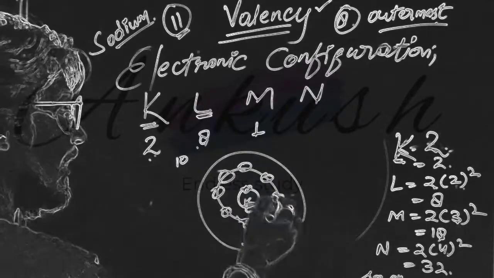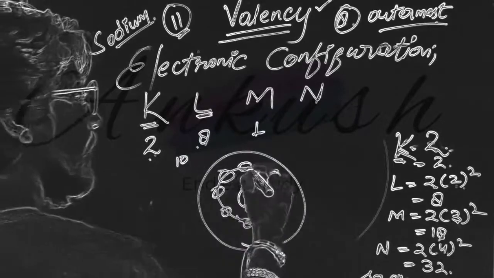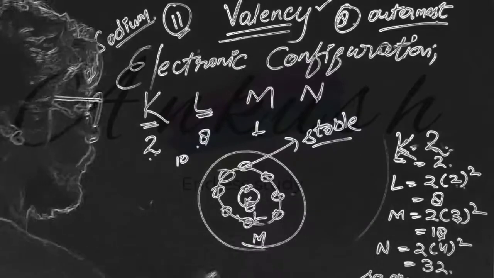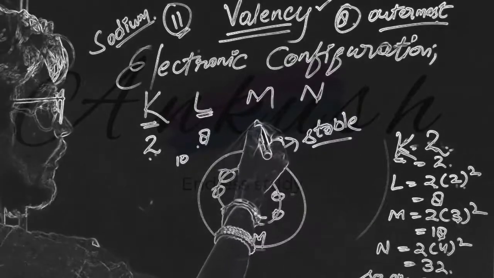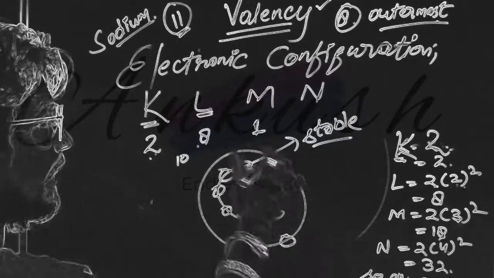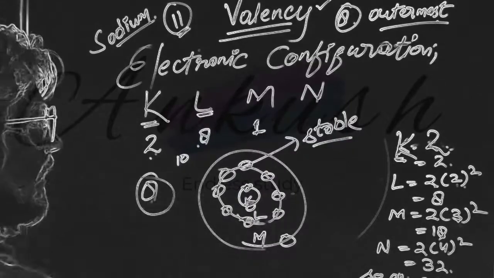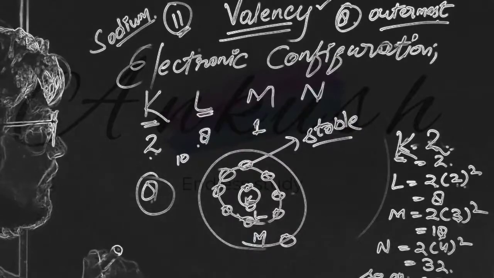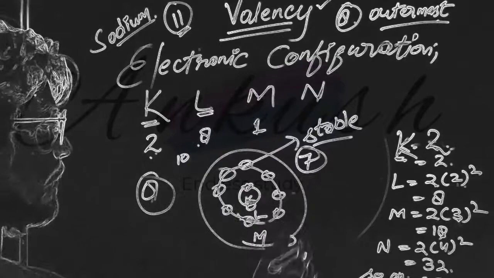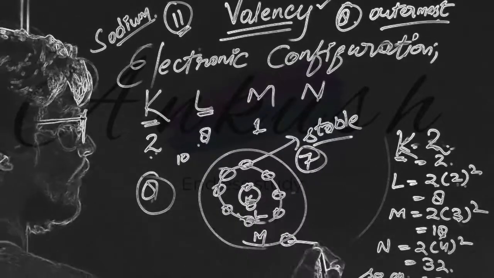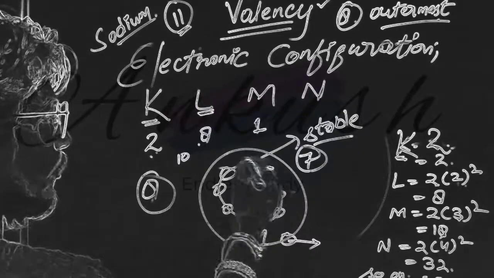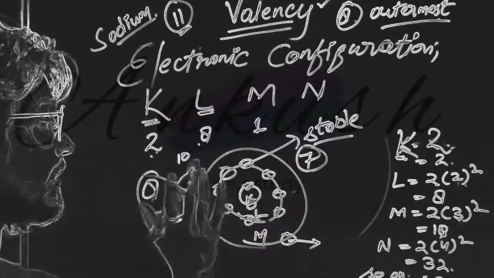If there are 8 electrons in the outermost shell, then it is stable. But now it is not stable, because there is one electron in the M shell. So what will you do? We have to make 8 electrons in the outermost shell anyhow. How will you make it? Either you can take 7 electrons. If you take 7, 7 plus 1, 8. Or you give 1. If you give 1 electron, there will be 8 electrons in the outermost shell and it will get stable.